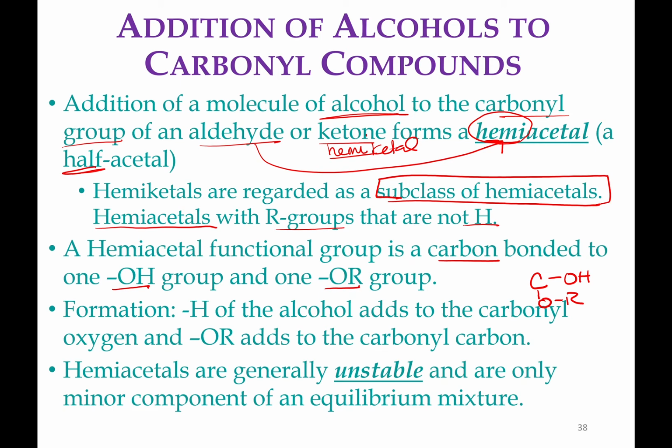How do they form? The hydrogen that's on the alcohol is going to add to the carbonyl oxygen. So if we have the CO here, it's going to add to the oxygen, and the OR group is going to add to the carbon. So we're adding directly across that double bond just like we did before. Hemiacetals are unstable and are only a minor component of our mixture when it's in equilibrium. So we're going to see the acetal and the hemiacetal. You'll see it preferentially add twice as opposed to just adding once.